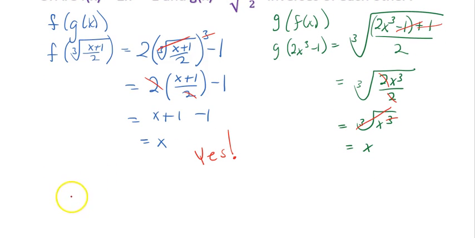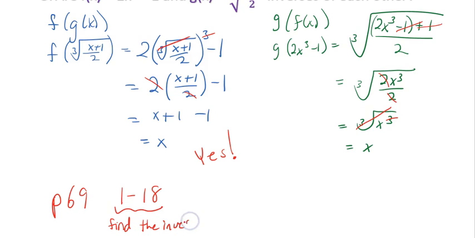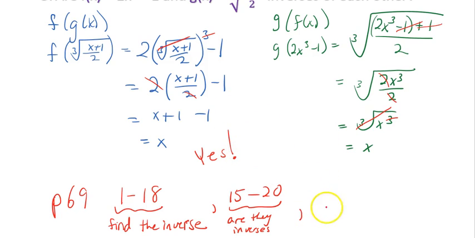Your assignment for this is going to be on page 69. In 1 through 18, what I want you to do, if it doesn't already say so, is find the inverse. In 15 through 20, I want you to tell me, are they inverses? So 15 through 20, you're doing what we just did in examples 4 and 5. And then you'll also do 21 through 24. Okay, so make sure in 15 through 20 you are doing all of the work that we just did in 4 and 5.